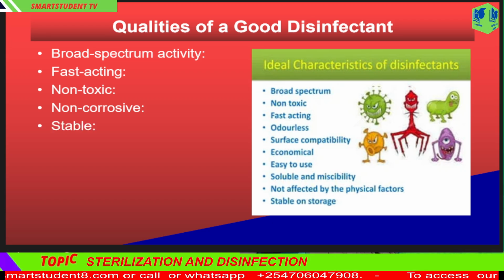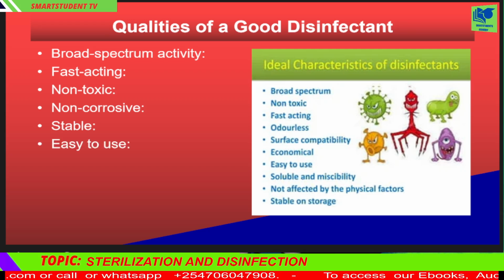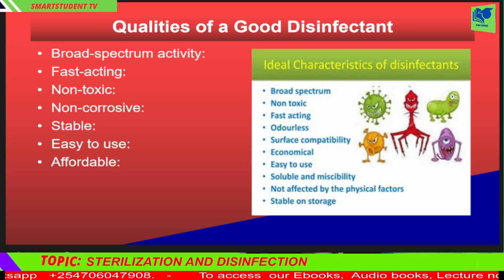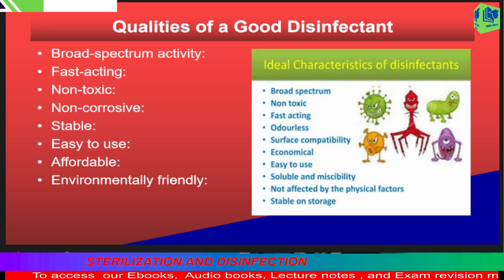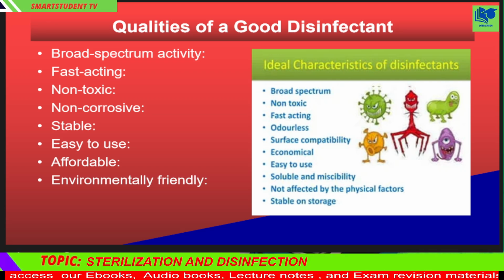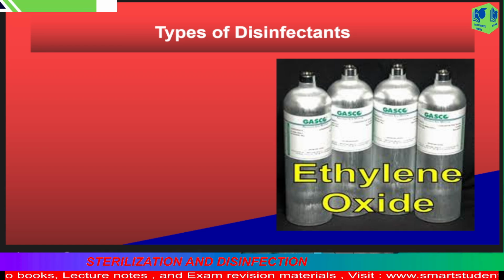5. Stable. Shouldn't lose effectiveness over time. 6. Easy to use. Simple to prepare and to apply. 7. Affordable. Cost matters, especially in large-scale labs. 8. Environmentally friendly. Safe disposal is key. Let's talk about some popular disinfectants. Here comes the fun part. Let's break down some commonly used disinfectants and chat about their strengths and weaknesses.